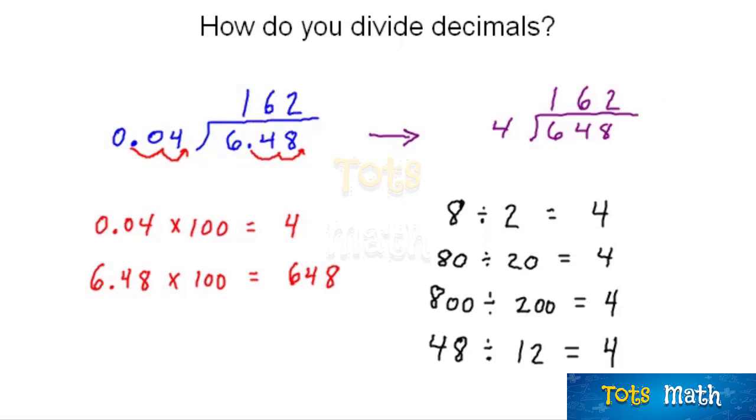162. So whenever you have a division problem and your divisor is a decimal number, change it to a whole number. Multiply by 10 if you just need to move the decimal 1 place. Multiply by 100 if you need to move it 2 places. And just remember, whatever you multiply the divisor by, you must also multiply the dividend by that same number.